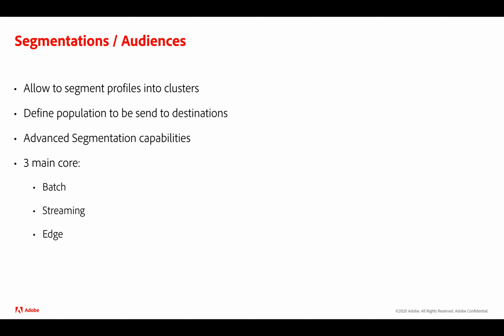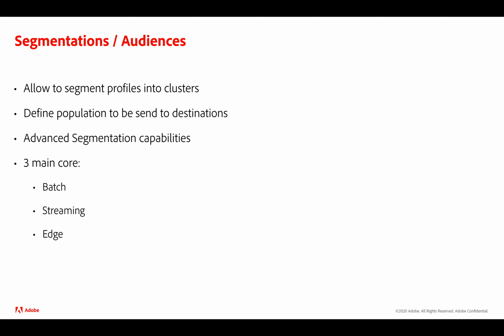Destinations do not read from the catalog or the data lake. They only read from UPS based on the condition of the segment. Advanced segmentation capability is possible. You can create a segment of segments. You can create dynamic segmentation as well, based on the content of the data. So it's very powerful and there's quite a learning curve there.